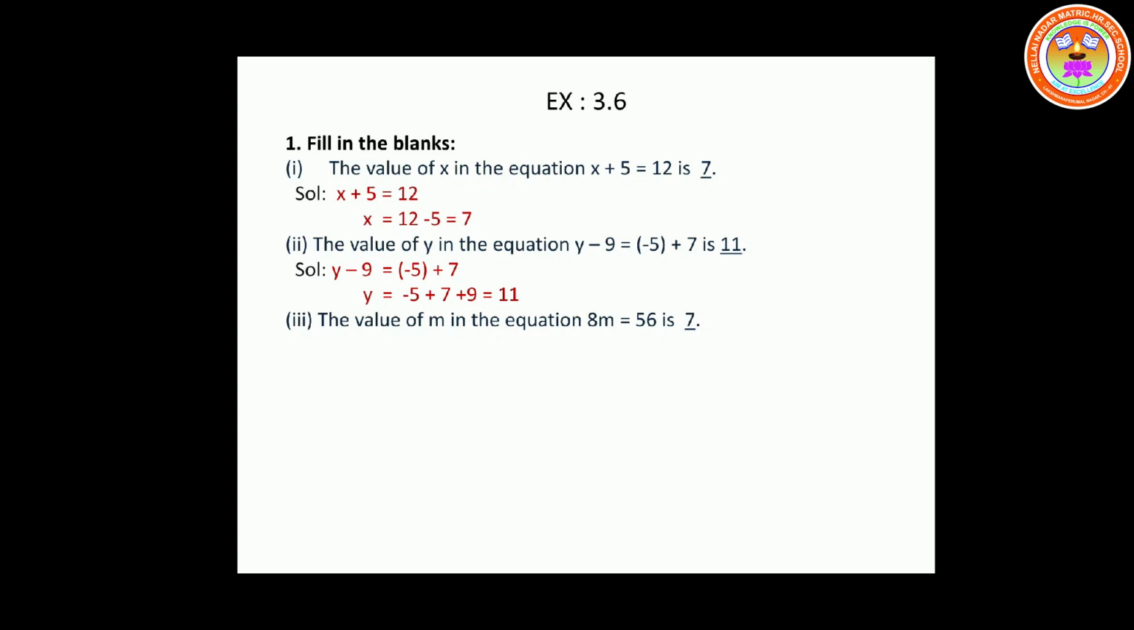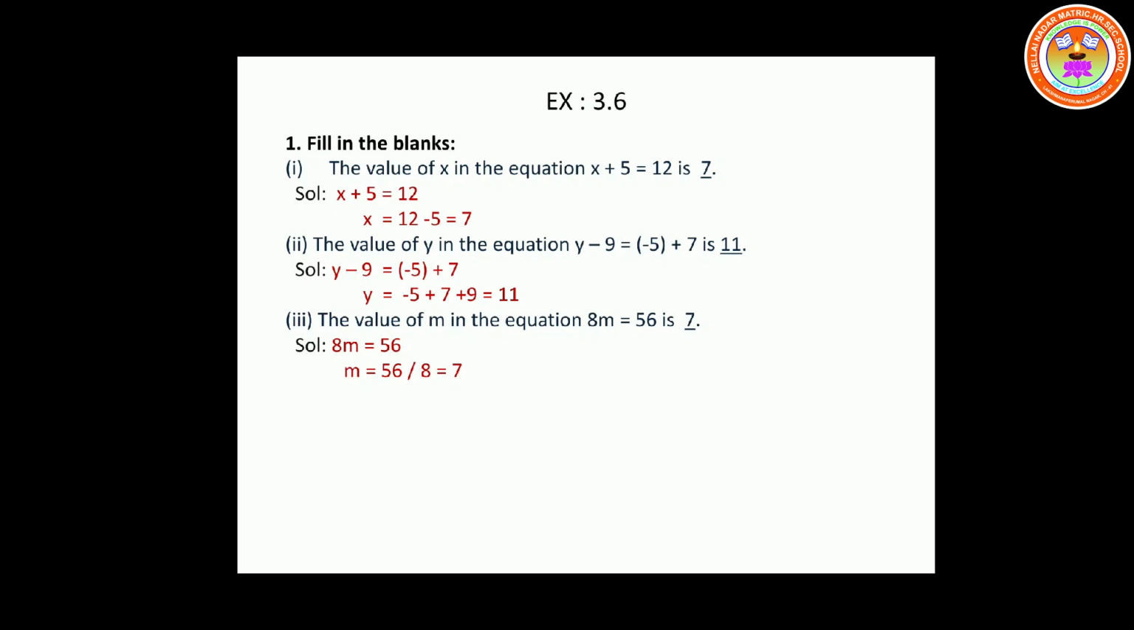So here I have to find the value of m in the given equation 8m is equal to 56. Now 8m means that 8 is multiplied with m. Yes. So in order to find the value of m, I'm going to transpose 8 to the other side, which is multiplied with m. So here 8m, 8 into m. When it transposes, it becomes the opposite symbol, that is divide.